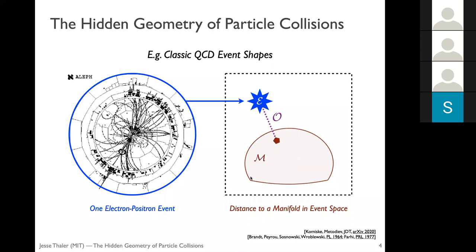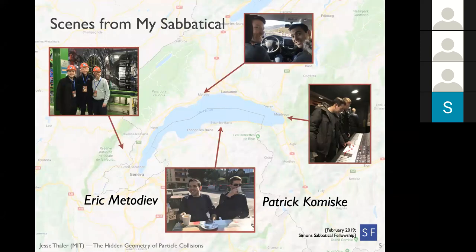Just as an aside, the ideas that I'll be talking about today came about from work that I did during my sabbatical. I had a wonderful sabbatical year, and I took my students with me on various adventures. Here's an example of me, my student Eric Metodiev, who in fact just defended his PhD thesis earlier this week, and Patrick Komiske, and we went to CERN, and we had a road trip going around Lake Geneva. Here you can see us in the CMS cavern, having coffee by the lake. This is the recording studio where Freddie Mercury and Queen recorded their last album. Here's a traffic stop where, in fact, some of the ideas that I'll be talking about today were developed.